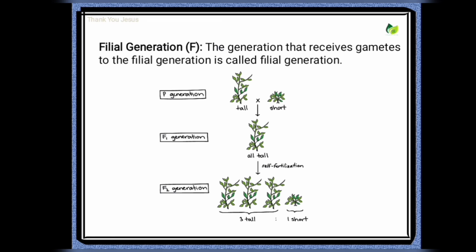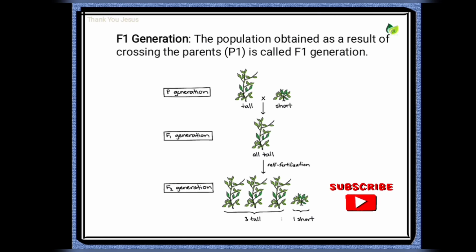Next one, filial generation. The generation that receives gametes from the parent generation is called the filial generation. As I told you before, the F1 hybrid is the first filial generation. The population obtained as a result of crossing the parents, P1, is called the F1 generation. When two contrasting parents are crossed together, they give rise to a hybrid. That hybrid is nothing but the F1 generation.